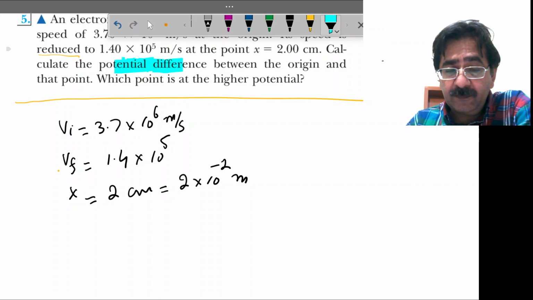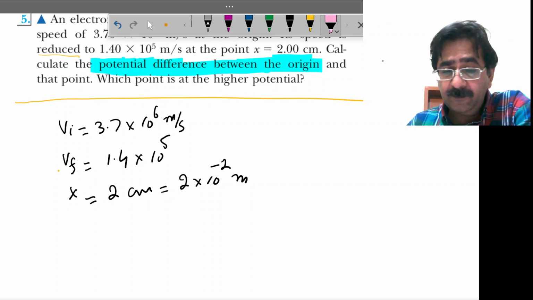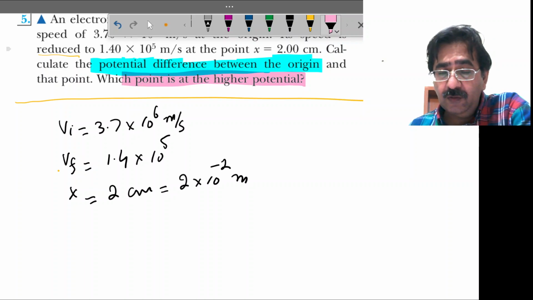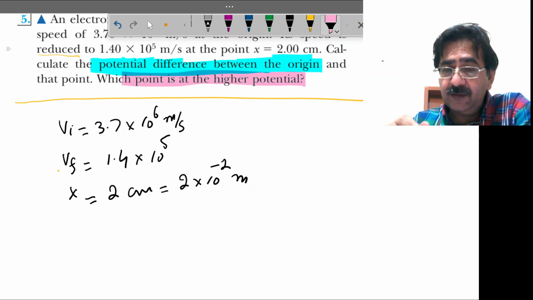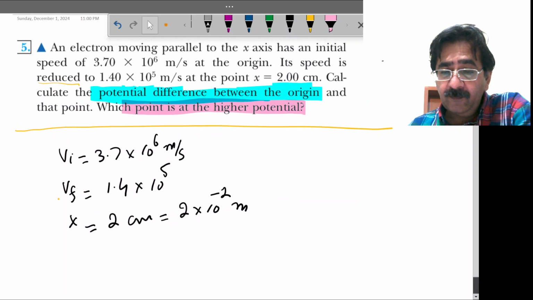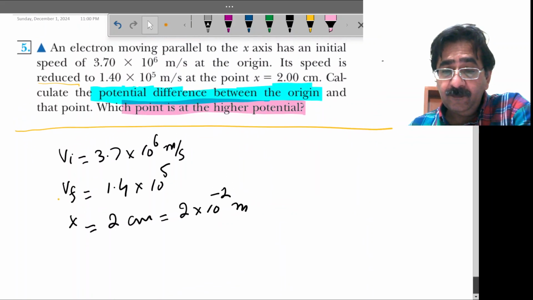Calculate the potential difference, and the other part is which potential is higher. Okay. So firstly, I try to answer the A part. So the distance is 2 centimeters.